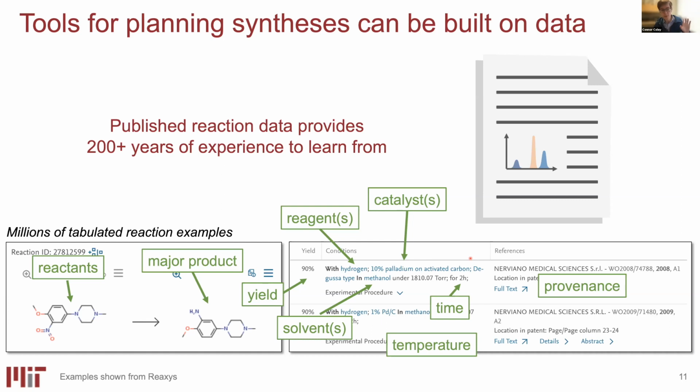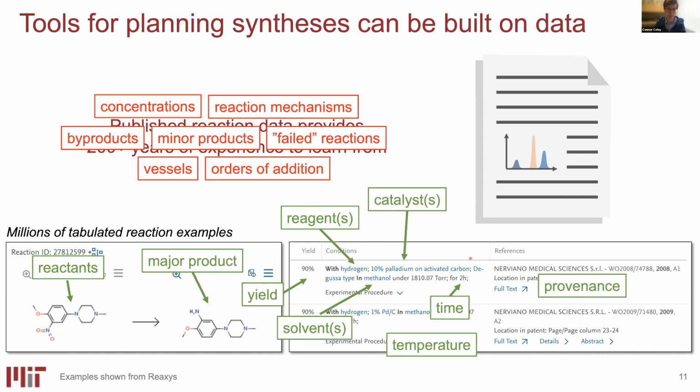There's a lot of information that we don't have to learn from. And I could spend an hour talking about what we don't have to learn from. These databases don't actually give us concentrations or mechanisms or byproducts or failed reactions often. But nevertheless, right, we do have access to information about reactants, products, and conditions. And so we build models based on the data shown in green. And the subtleties of chemical synthesis are sort of open challenges that we're still working on.